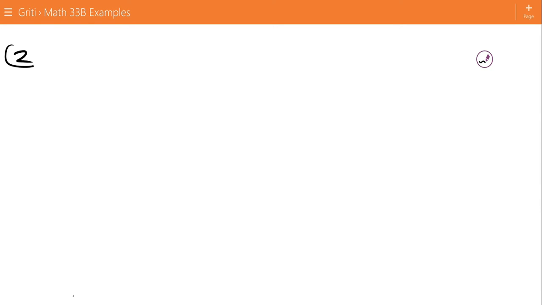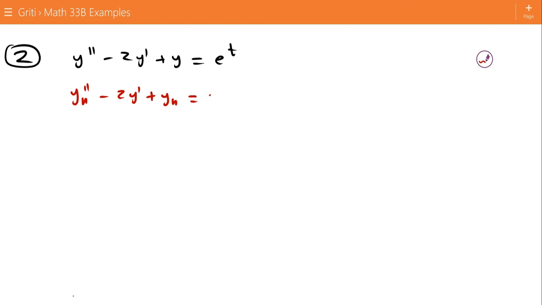For number 2, we have y double prime minus 2y prime plus y equals e to the t. So we have the homogeneous equation y_h double prime minus 2y_h prime plus y_h equals 0. That is a characteristic equation lambda squared minus 2 lambda plus 1 equals 0, which gives us (lambda minus 1) squared equals 0, which gives us the repeated root of lambda equals 1.